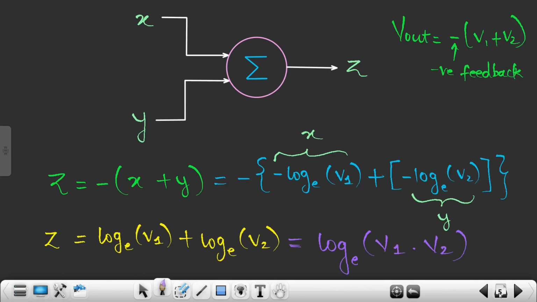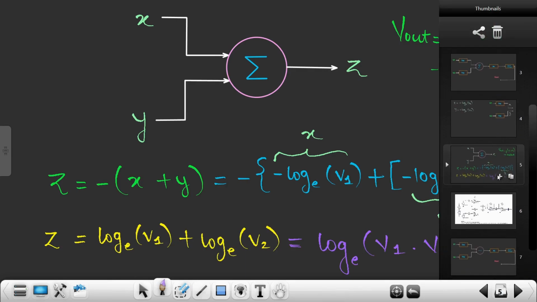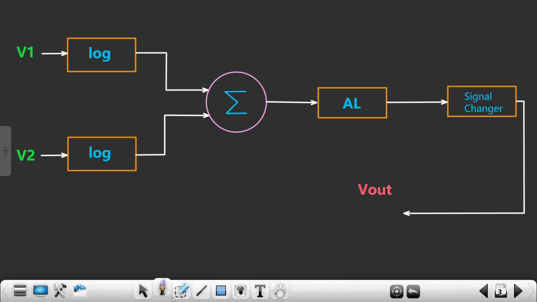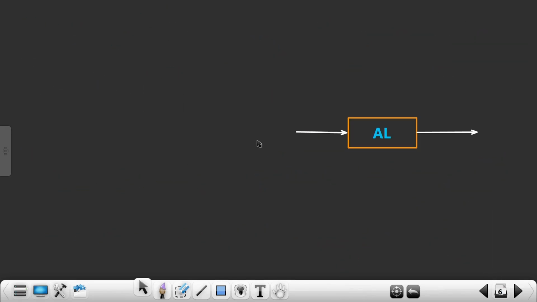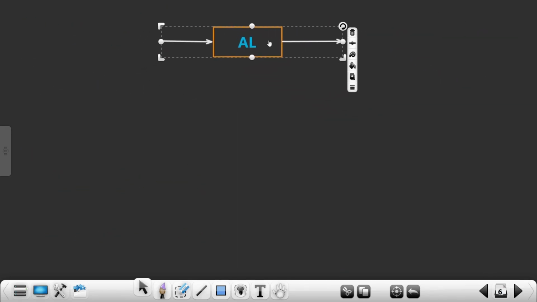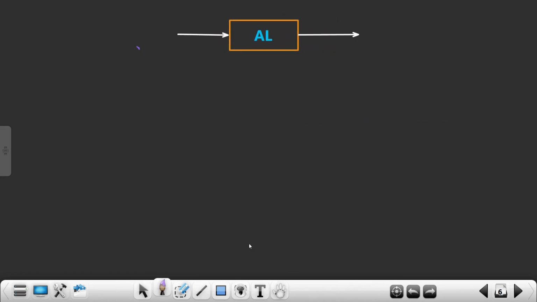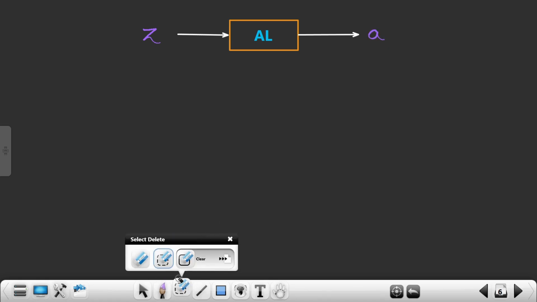So what we need to do, sorry, let me add one more slide. We just need to take one antilog amplifier. So let me just take this antilog amplifier. Just a second. Let me take this particular block over here, Control C, and let me paste it over here. Yeah, Control V. So we have Z over here, and let's assume the output that we are getting is maybe A. Okay, A. So let's see what exactly this A can be.